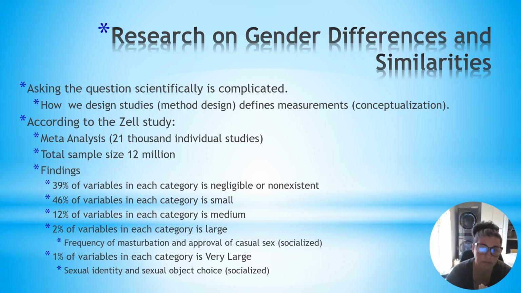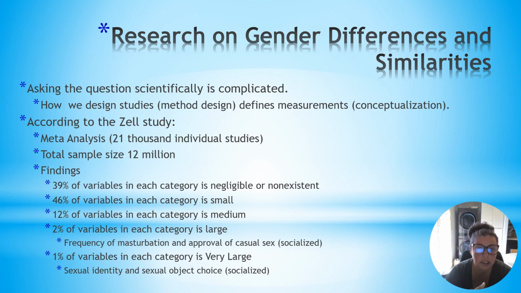Because of that, the findings are fairly well generalizable, meaning we can generalize it to the larger population because it's a huge sample size, right? And so what they found was that approximately 39% of the variables in each category that they measured were negligible or non-existent. 46% of the variables in each category were defined as small. 12% were defined as medium. 2% were defined as large, and 1% was defined as very large.